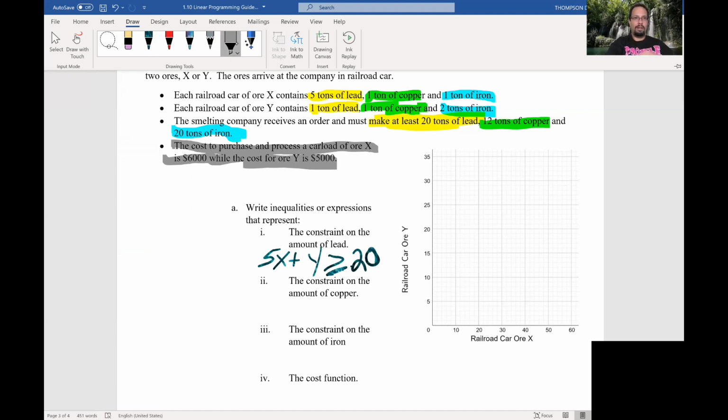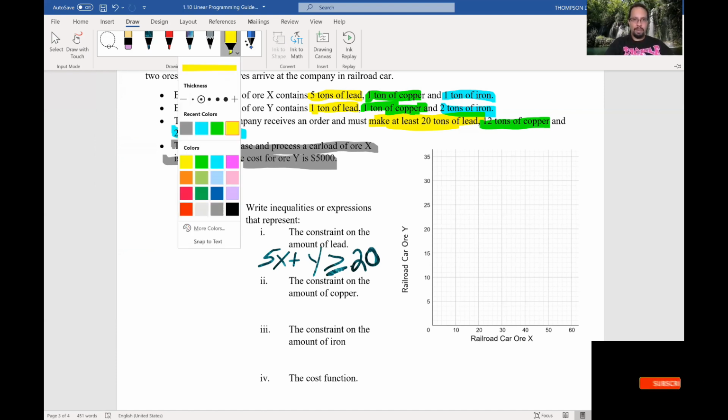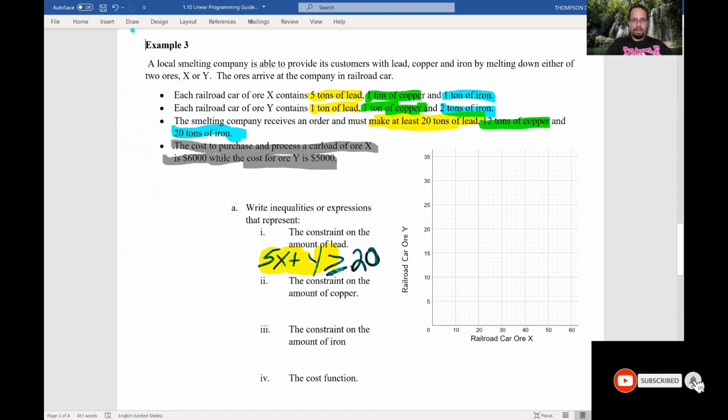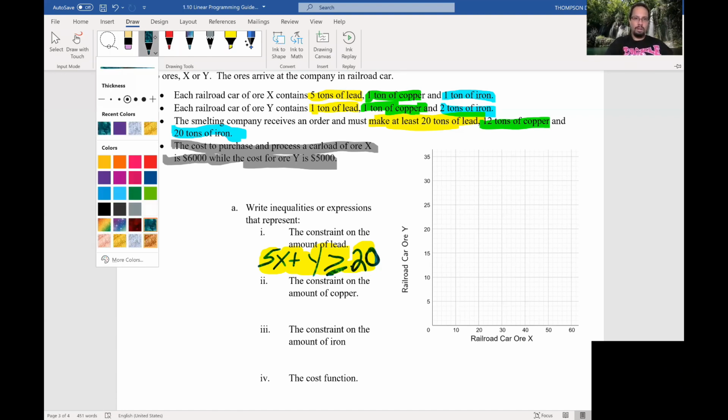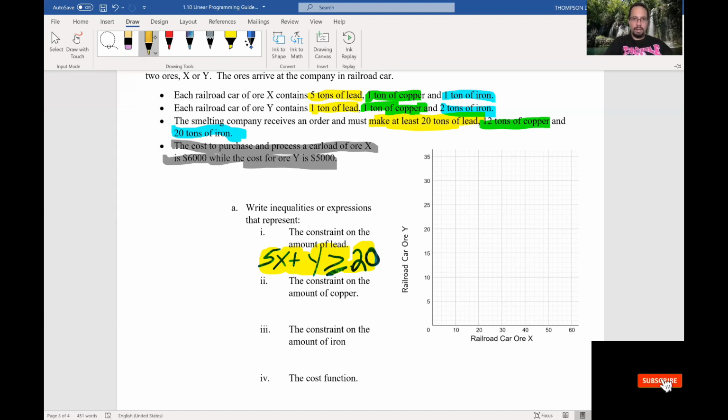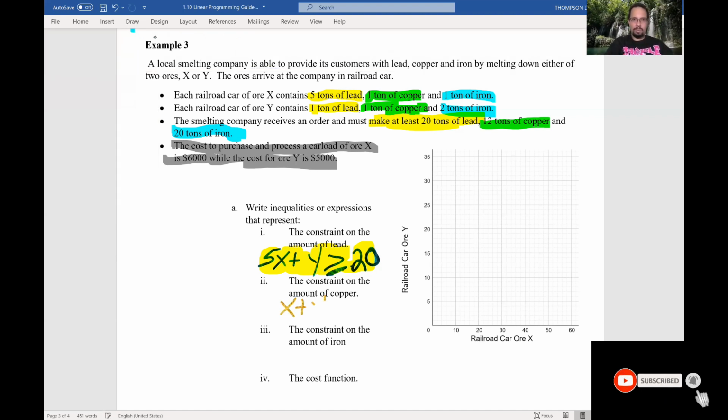We'll highlight in yellow. The constraint on the amount of copper: we have 1 ton of copper in the X and Y. So let's use our gold. So that's X plus Y, and at least 12, so greater than or equal to 12.